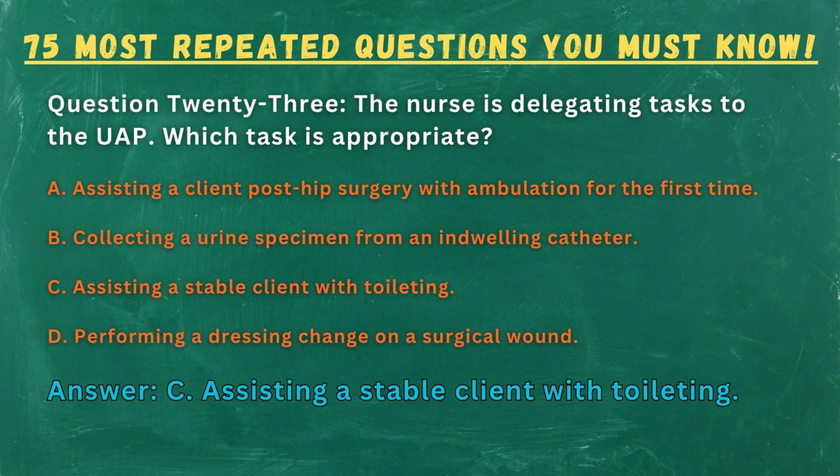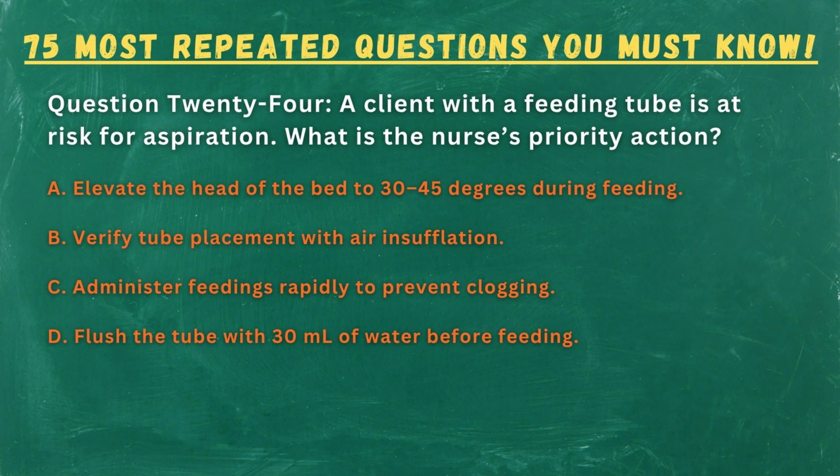Answer: C. Assisting a stable client with toileting. Question 24. A client with a feeding tube is at risk for aspiration. What is the nurse's priority action? A. Elevate the head of the bed to 30 to 45 degrees during feeding. B. Verify tube placement with air insufflation. C. Administer feedings rapidly to prevent clogging. D. Flush the tube with 30 milliliters of water before feeding.